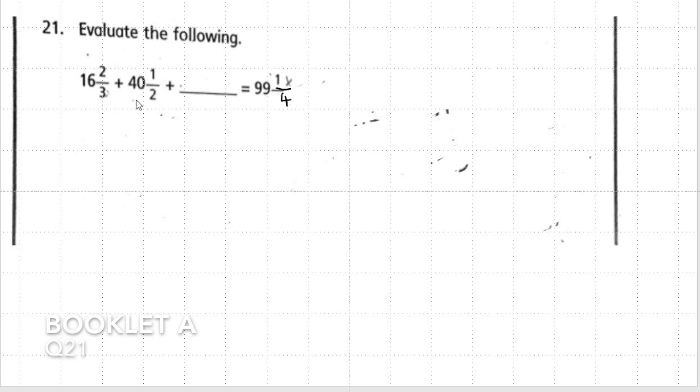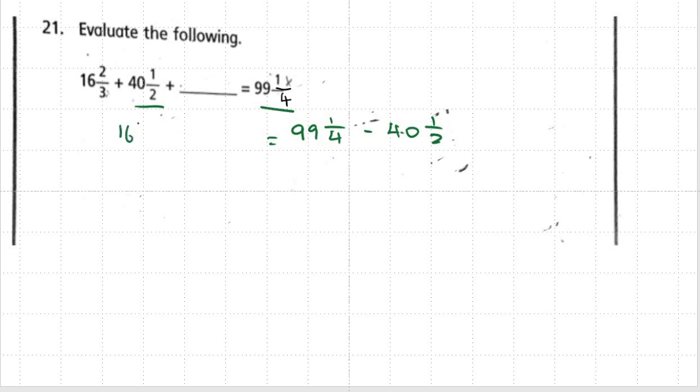Do you notice that this is 4 and this is 2? They have multiples the same, right? So what can I do? I can actually bring this over. Here plus becomes minus. So it's 99 1 over 4 minus 40 1 over 2. So here is 16 2 over 3 plus, you don't know, right? So here is 1 over 4, here is 1 over 2. So over here I can change it to over 4. Here times 2, here times 2. So it's 99 1 over 4 minus 40 2 over 4.